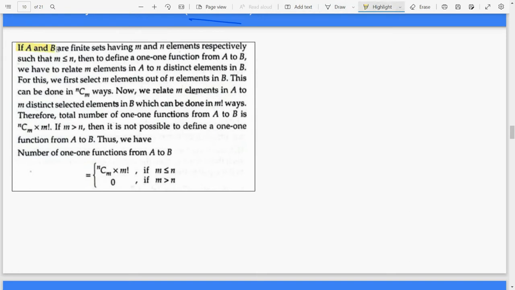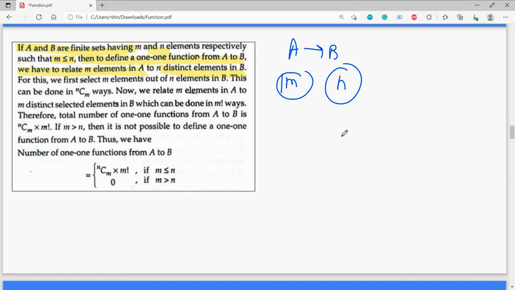If a and b are finite sets having m and n elements, a is the set and the function is defined from a to b. A has m elements and b has n elements. Now m is less than or equal to n, so the number of elements in b is greater than or equal to the number of elements in a. Then to define a one-one function from a to b, we have to map m elements in a to n elements in b.